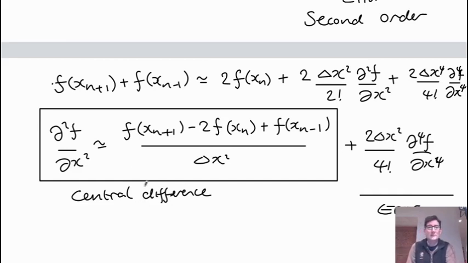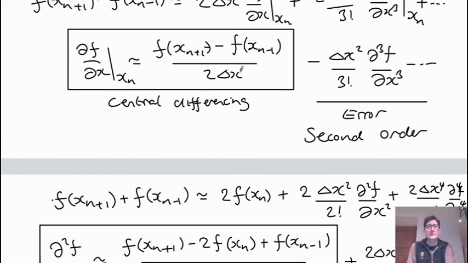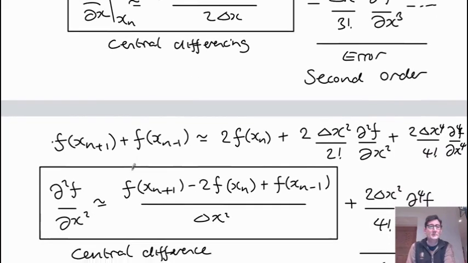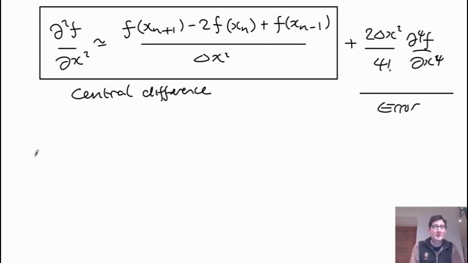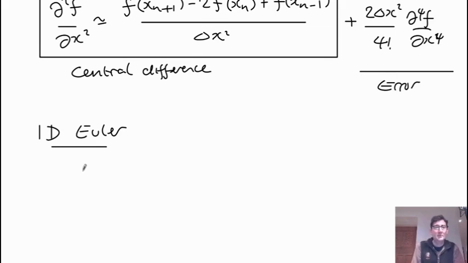Okay, so now we're going to apply these methods. We're going to apply in particular this central differencing approximation to solve the one-dimensional Euler equations. So we're going to do 1D Euler. And for now, we're going to solve 2 equations. So we're going to solve the momentum equation.